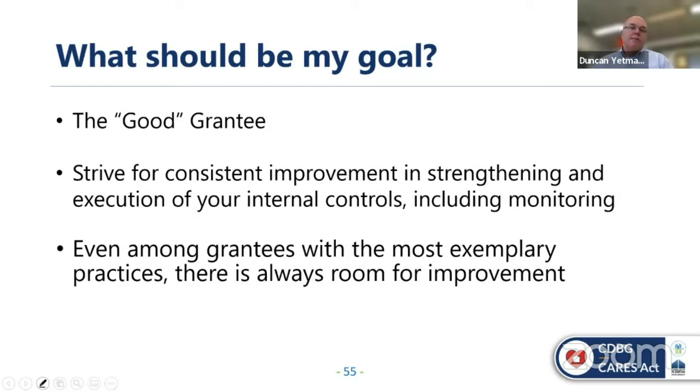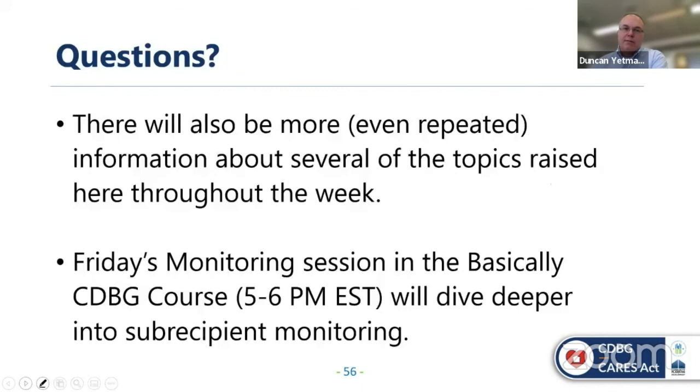None of us, even among grantees with the most exemplary practices, none of us has reached the finish line. There's always room for improvement. And that's the same with CDBG as it is in life. So keep running the race, always strive for consistent improvement. And my best wishes to all of you in the upcoming monitoring season.